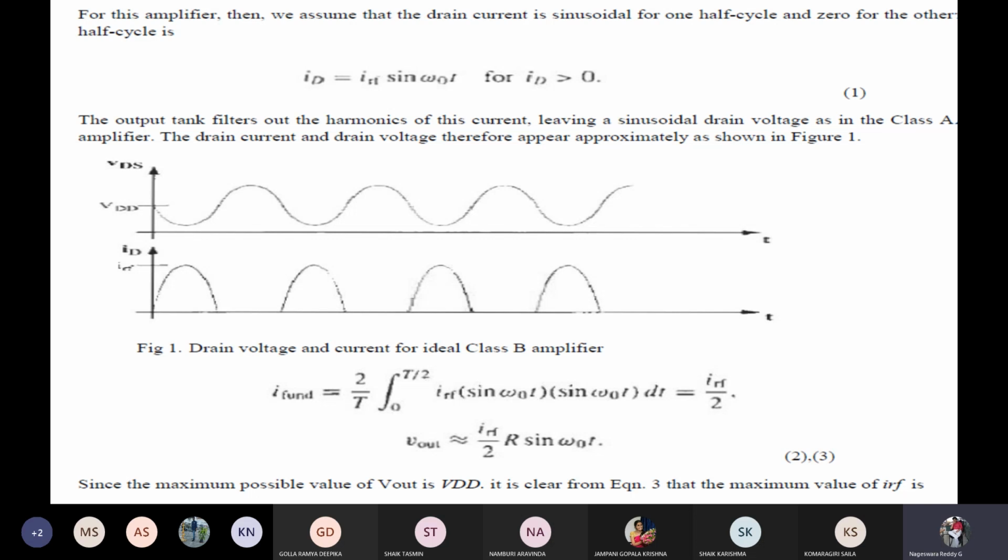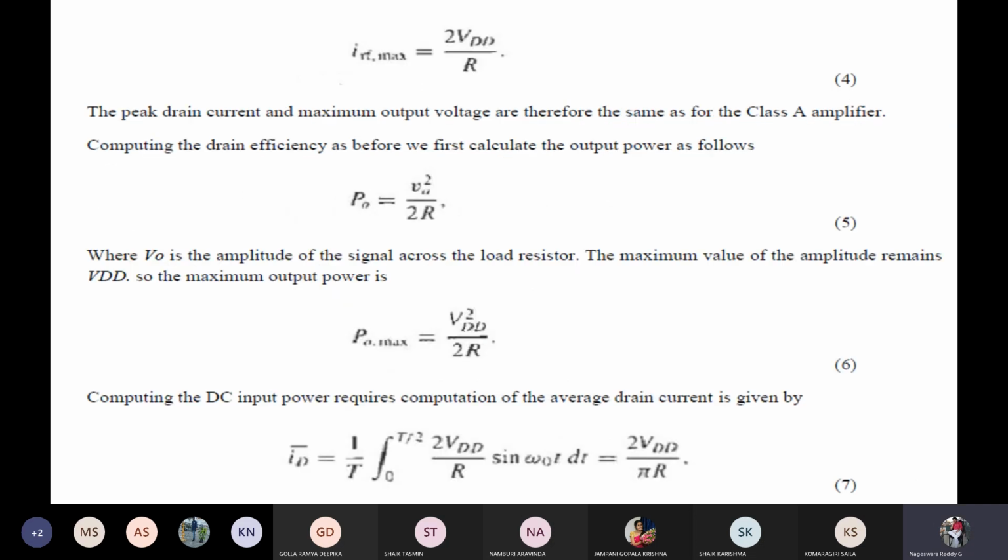So the output voltage of the class B amplifier is IRF by 2 into R into sin omega naught t. The maximum possible value of the output voltage is VDD. So what is the maximum value of the output voltage? Actually the output voltage is IRF by 2 into R into sin omega naught t, but the maximum value of the output voltage is the supply voltage VDD. So what is the efficiency? Output by input. So IRF maximum is equal to 2 VDD by R.